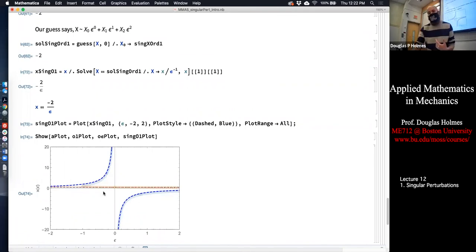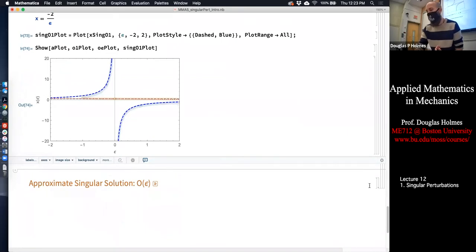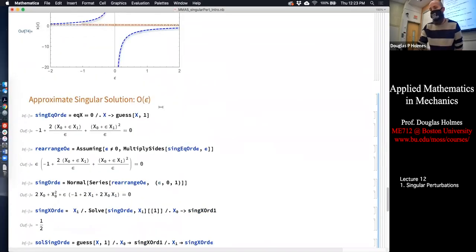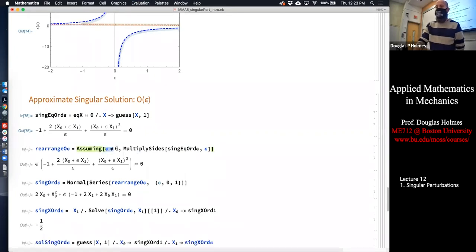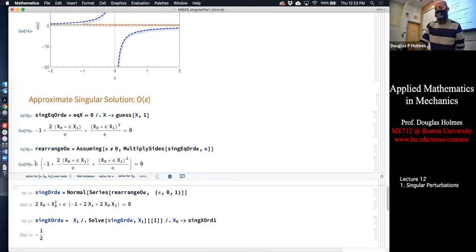We can repeat all these steps. We can do everything we just did again. We can say, let's take my equation, let's replace x with our guess, but this time let's do it out to order 1 instead of order 0. Do that. Let's do that thing where we multiply both sides by epsilon to help make the equation easier to work with. So I just say, assume epsilon is not 0, and then multiply both sides of this equation by epsilon. And I end up with this.